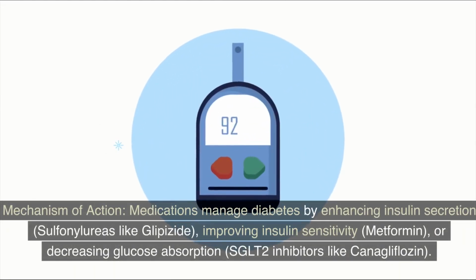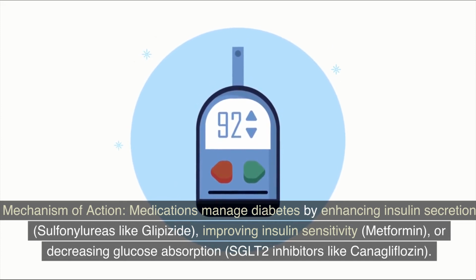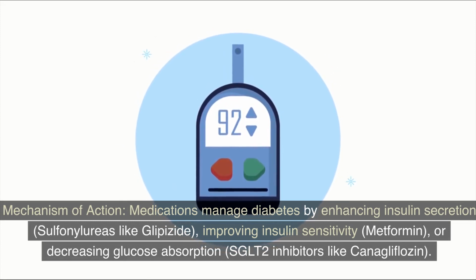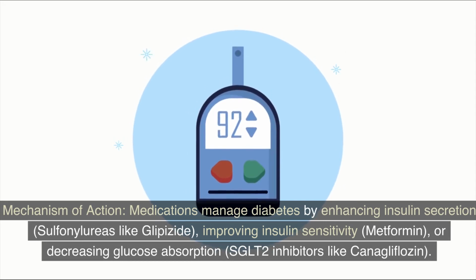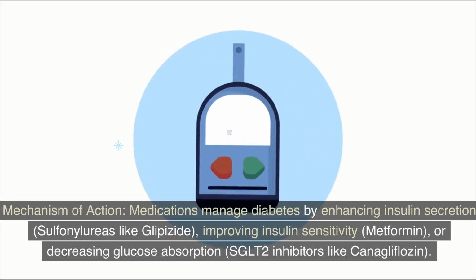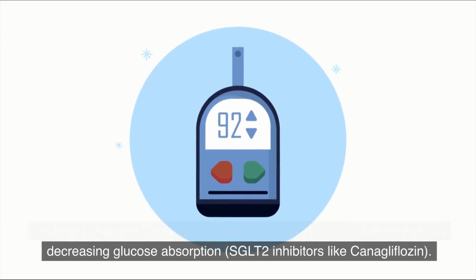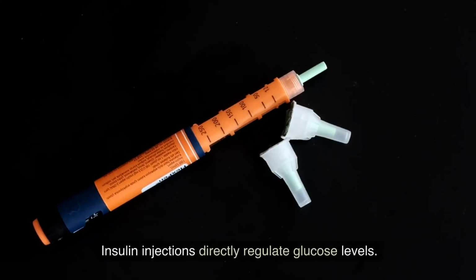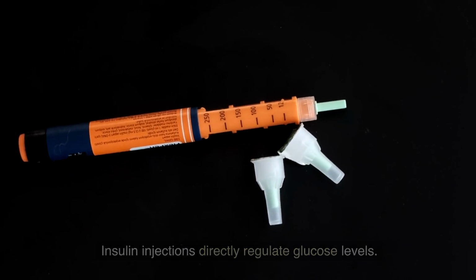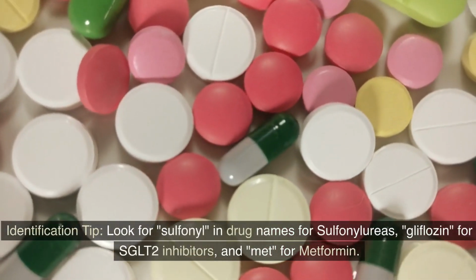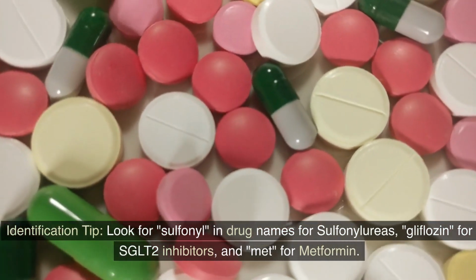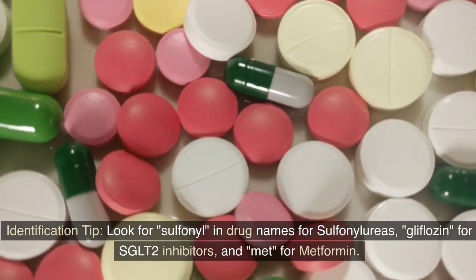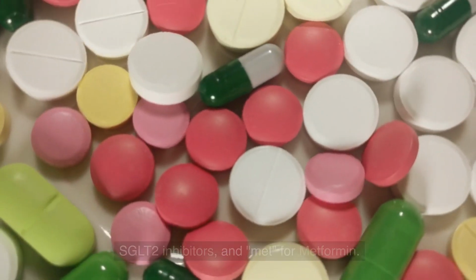Mechanism of action. Medications manage diabetes by enhancing insulin secretion, sulfonylureas like glipizide, improving insulin sensitivity, metformin, or decreasing glucose absorption, SGLT2 inhibitors like canagliflozin. Insulin injections directly regulate glucose levels. Identification tip. Look for sulfonyl in drug names for sulfonylureas, gliflozin for SGLT2 inhibitors, and met for metformin.